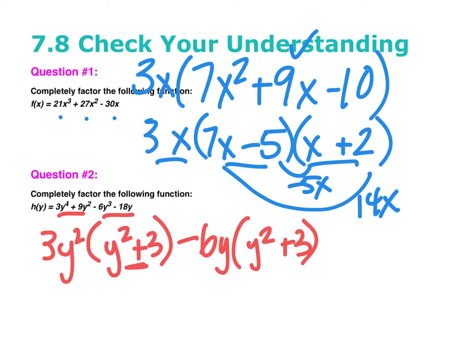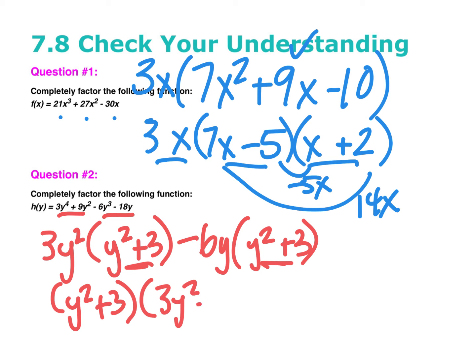Now, the group we have in common is right here, so I'm going to factor that out, which is going to be y squared plus 3. And then that's going to be left with 3y squared minus 6y. Now, can you factor things further?